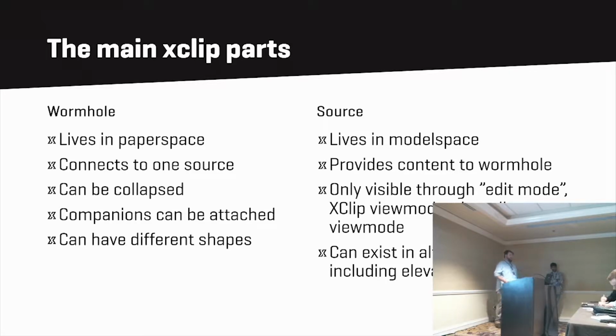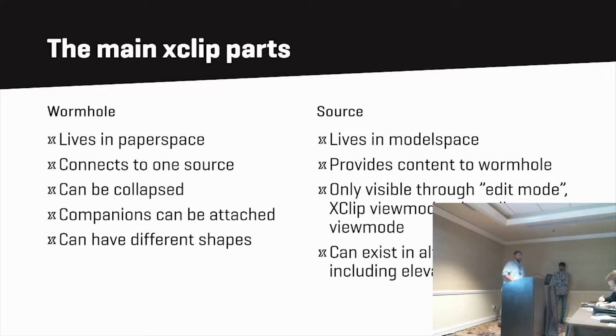We also have a new feature, which is that you can connect companions to the wormhole to add certain specific functionalities. We'll talk more about that later. The wormhole can also have different shapes. Previously, it was only a rectangle. Now you can have ellipses, rects with rounded corners and stuff, and just regular rects, of course. But they're planned to be. I'll get into that later.